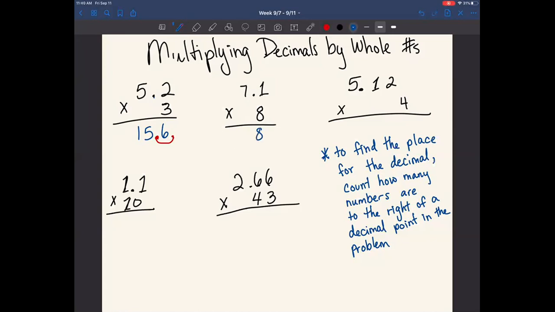And then 7 times 8 is what? 56. I have how many decimal points? 1. So in the chat, write where the decimal point is going to go. Between what 2 numbers? So between 5 and 6, or 6 and 8?